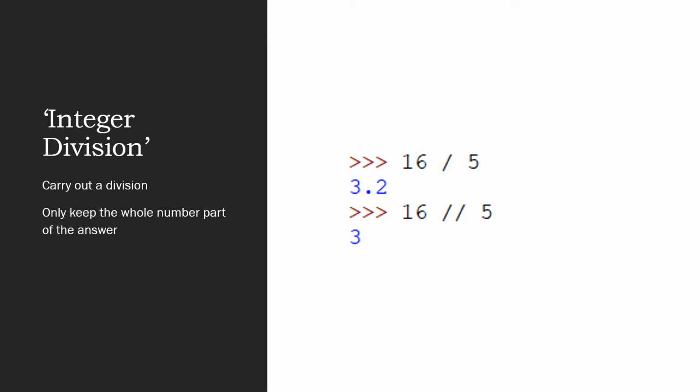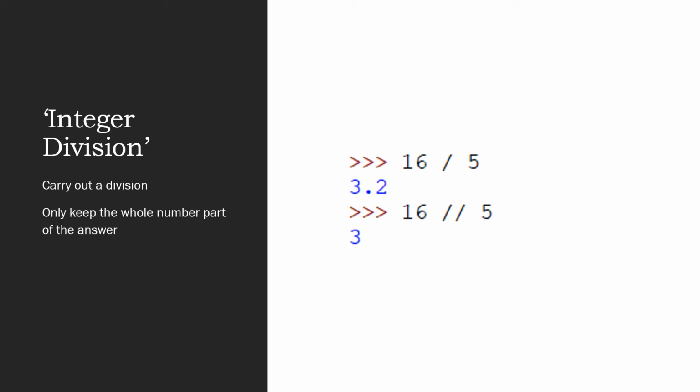A double division sign carries out integer division. What that means is that the first number is divided by the second, but the computer only records the integer part of the answer, integer being a whole number. So here's an example on the screen. 16 divided by 5 is 3.2, but 16 integer division by 5 is 3. We just lose everything after the decimal point.